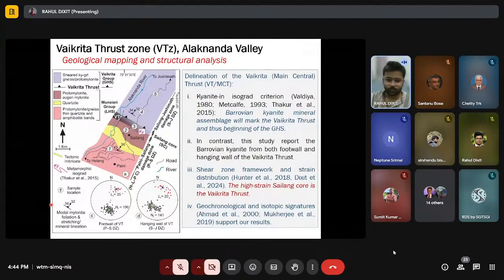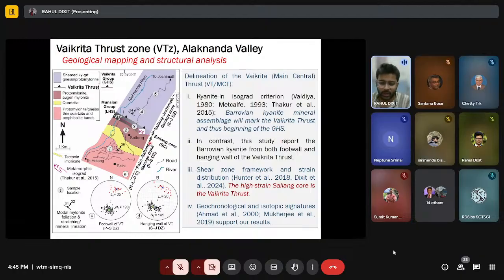So this kyanite isograd that you see here, this pink colored one, is marked by Thakur and others, and this is based on the findings of Valdiya and Thakur. Based on this, kyanite was marked here, but the kyanite isograd that we have marked is at a much lower structural level in the footwall of the Vakrita thrust. So this again raises the question that the kyanite mineral assemblage is not a suitable criterion.